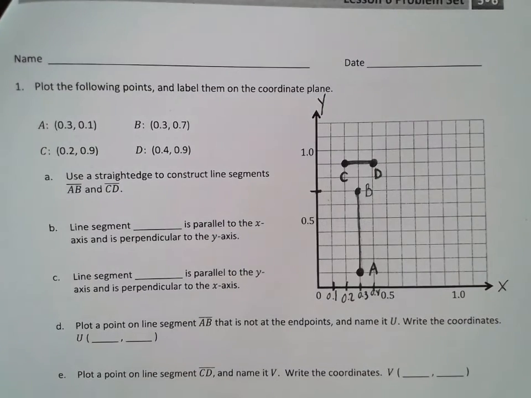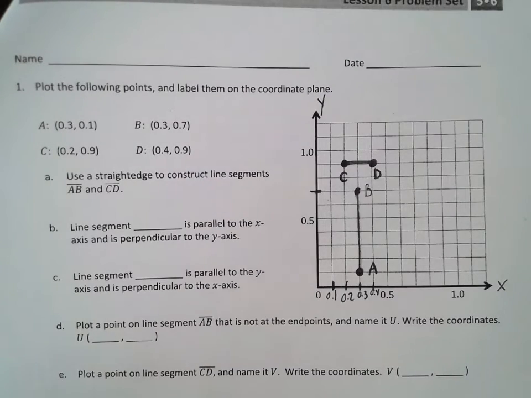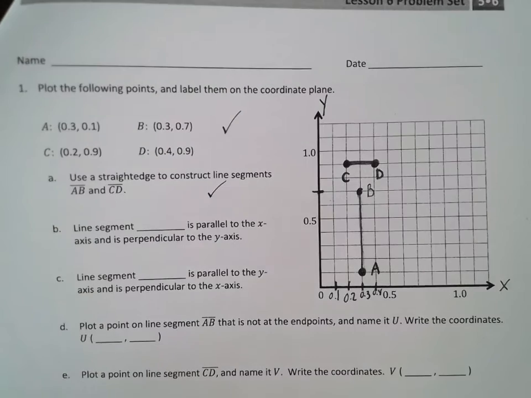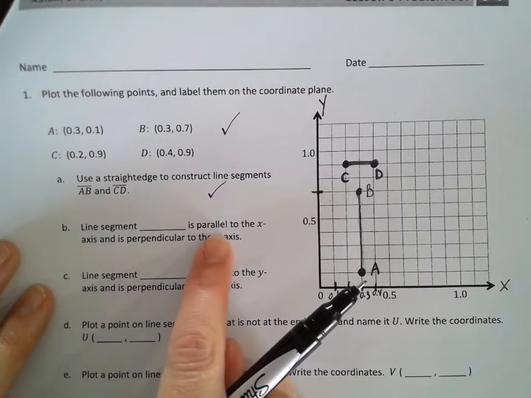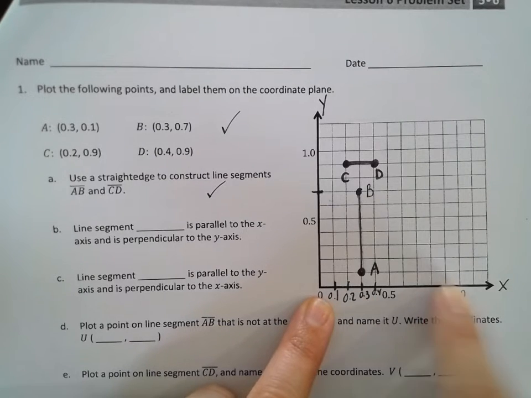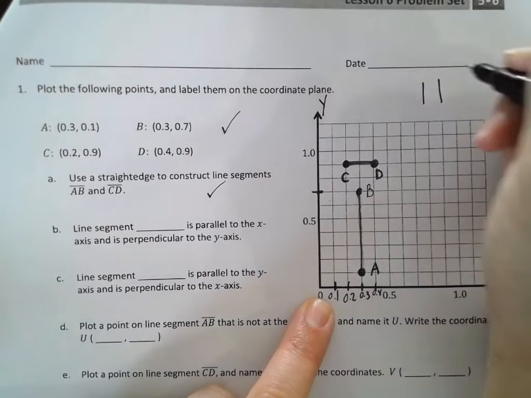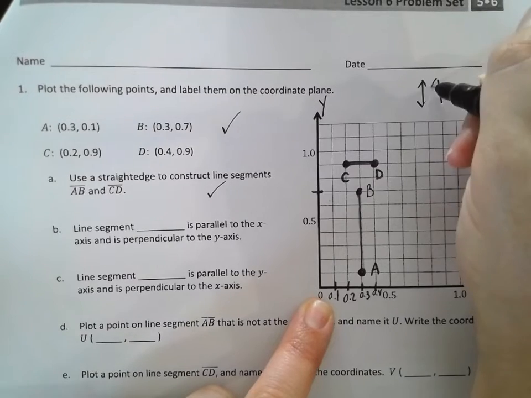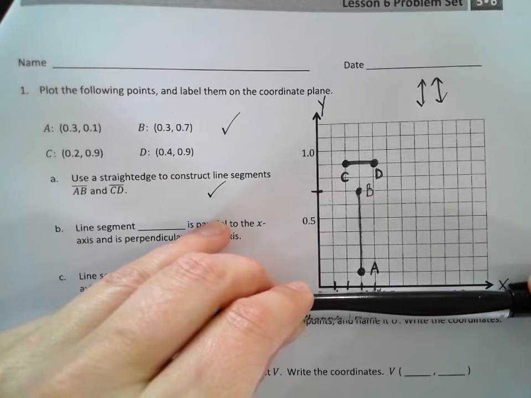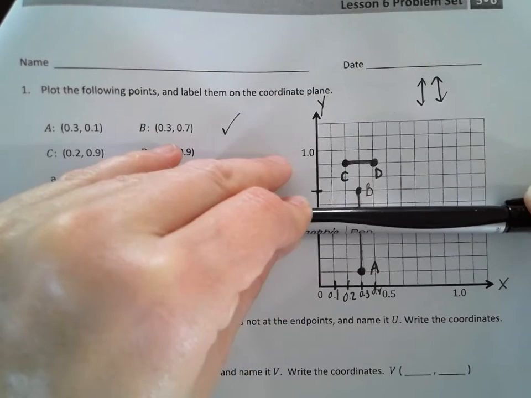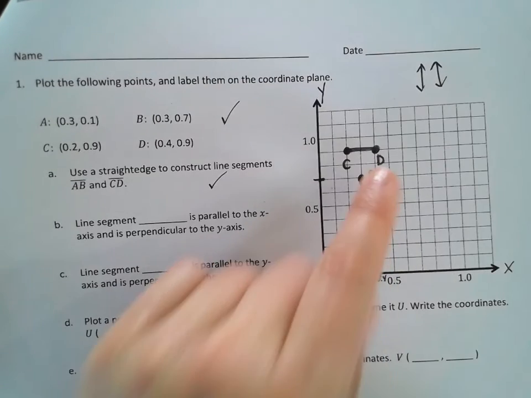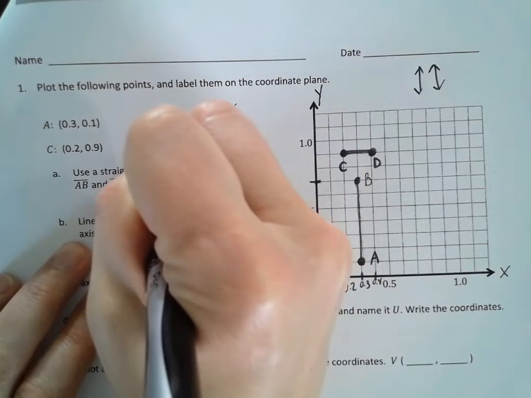So we're done with all of this one. B says, line segment blank is parallel to the x-axis. So here's our x-axis, and we talked yesterday about being parallel, was that they didn't intersect. So if I am parallel to this axis, I need something that goes the exact same way, a horizontal line. So that's going to be line segment CD.